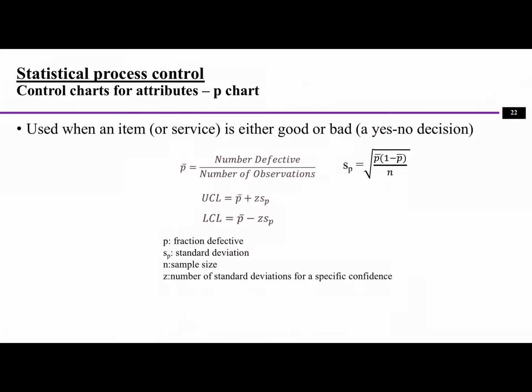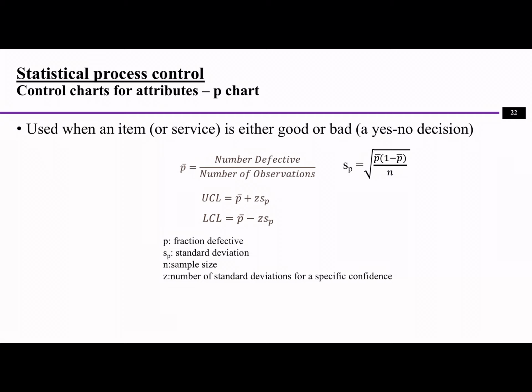Well, there's another type of chart called a P chart. The P chart is more for attributes. Attributes, remember, are more like yes or no decisions. It's binary decisions. And P usually means good or bad, good parts or bad parts.